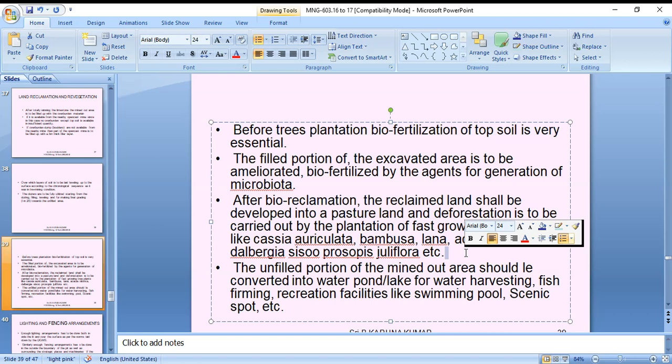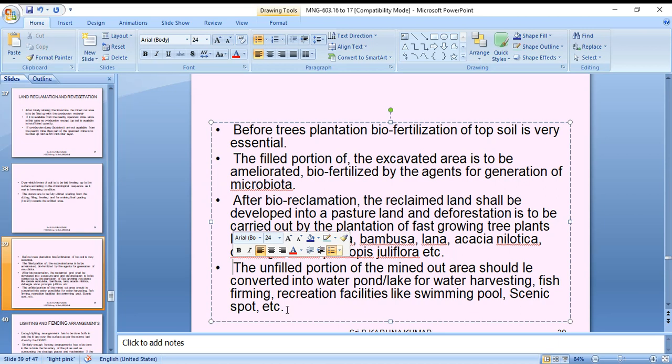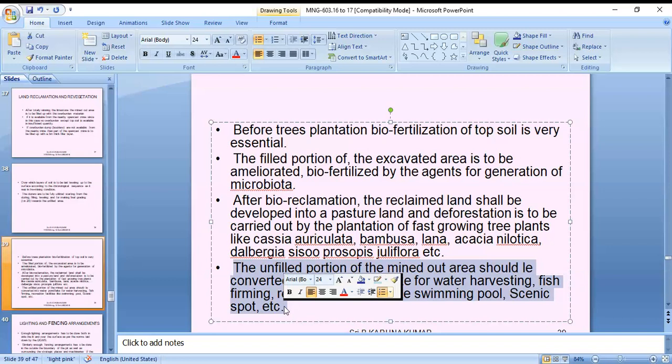The unfilled portion of the mined out area should be converted to a water pond, lake, water harvesting, fish farming, or recreation like a swimming pool or scientific spots. This is practiced, for example, by ACC in the Manchurian area, where the quarry has been converted for boating and recreation, also used for tourism visits.